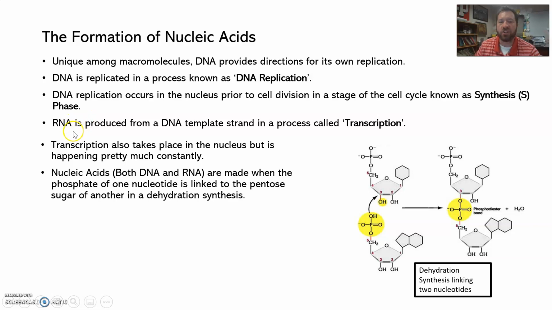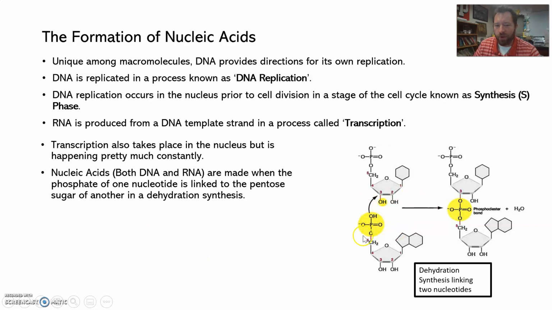RNA is actually a copy of DNA. We open up the DNA, and the DNA acts as a template to make an RNA. It's just a copy of the DNA. That process is called transcription. Transcription also takes place in the nucleus, but different than DNA replication. DNA replication is only really happening during S phase. Transcription happens pretty much all the time. You're constantly making new RNAs.